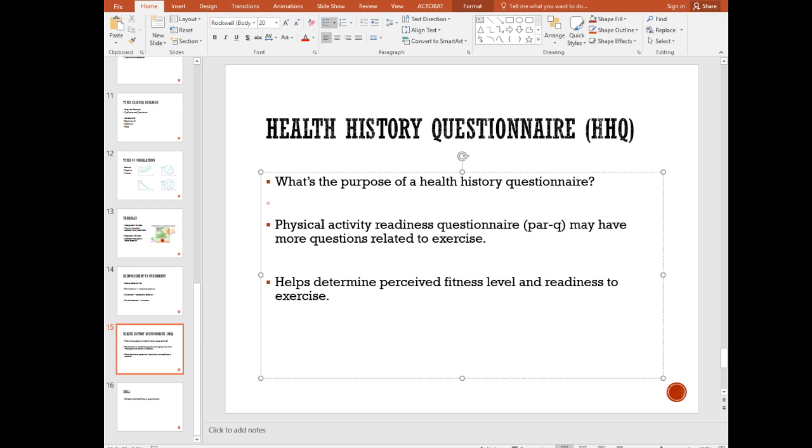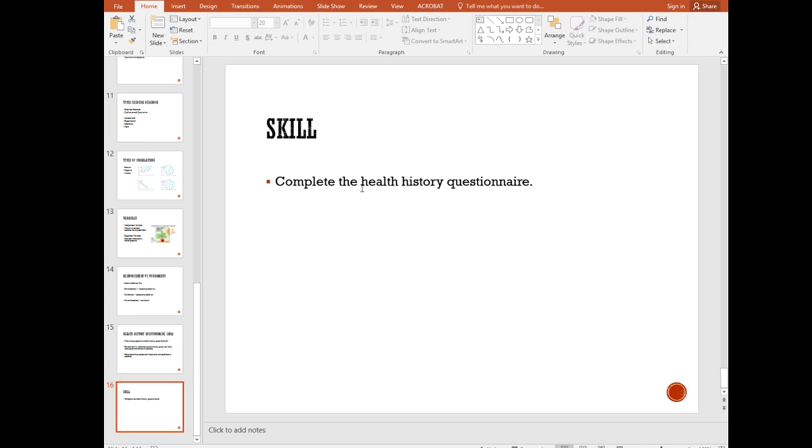You may hear a health history questionnaire called a PAR-Q, or a physical activity readiness questionnaire. We're really talking about the same thing. They may have a few more questions or a few less, but ideally they're pretty much the same thing. It helps you make sure that they're ready to exercise. That's the key.